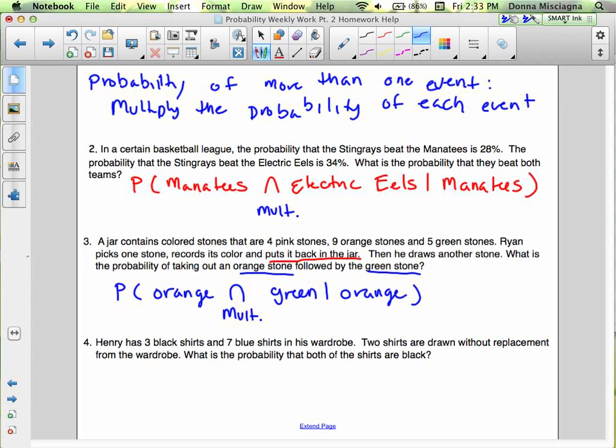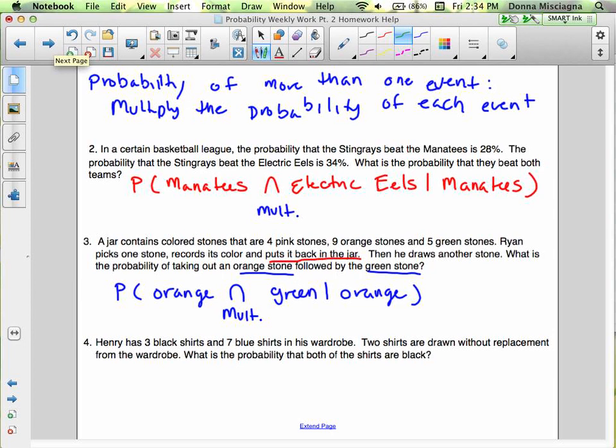Right? So in other words, if the sample set changed, you would find the probability of green given that the sample set has changed. But hint, he puts the stone back in the jar. So hopefully that's giving you a huge clue. And if it's not, go take a look at your notes. Right? We put that in there, what kind of event it is if you put it back in the jar.